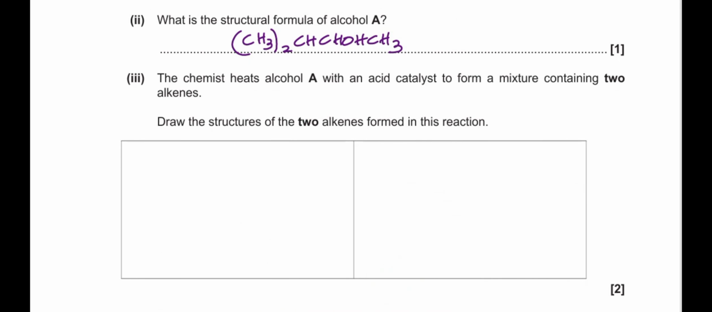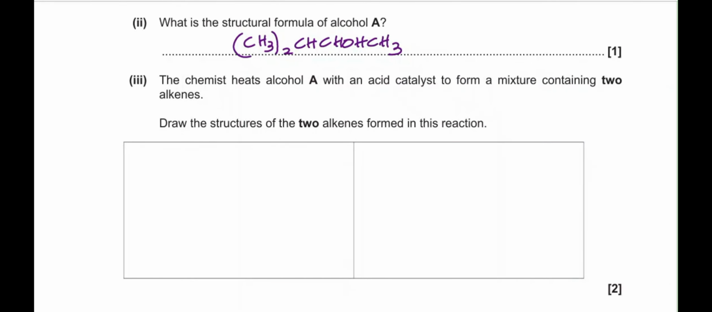Part 3. The chemist heats alcohol A with an acid catalyst to form a mixture containing two alkenes. Draw the structures of the two alkenes formed in this reaction. Heating the alcohol with an acid catalyst will result in an elimination reaction where one molecule of water will leave the alcohol. Then the resulting double bond of the alkene will be placed at either of the two places based on which hydrogen atom leaves along with the hydroxy group. It will be clear if we draw the structure here. It was 3-methylbutan-2-ol, right?